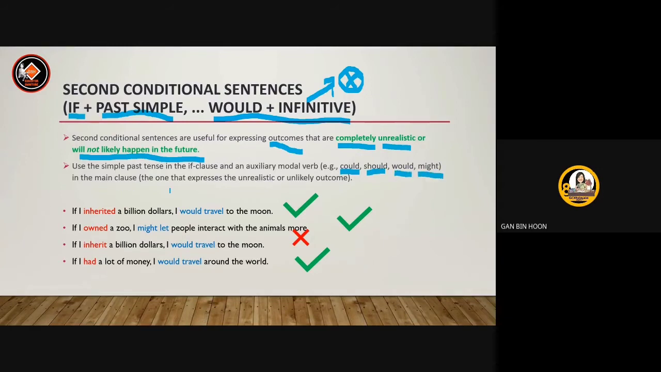Okay, in the main clause, the one that expresses the unrealistic or unlikely outcome, tak mungkin berlaku. Okay, let's get an example. If I inherited, oh, inherited, teacher, because dia adalah past simple. If I inherited $1 billion, mungkin tak berlaku. Jika saya mendapat warisan, mendapat harta daripada nenek moyang saya, 1 billion, I would travel to the moon.